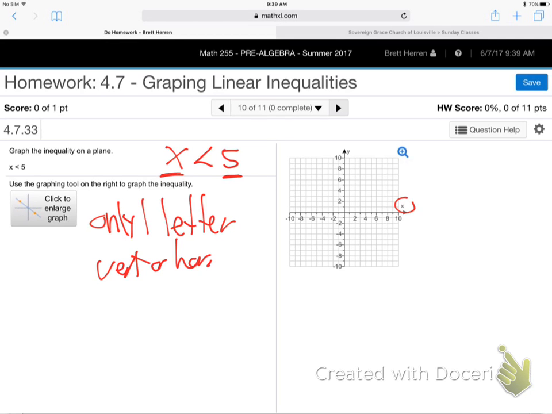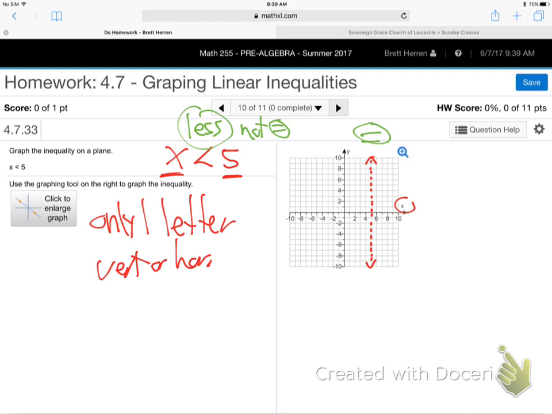Is it going to be a solid line or a dotted line? Dotted. At 5. Right? It's less, not equals. So that's why we have the dotted line, because this is the equals stuff. The line is always the equals, and we don't want the line on this one. Everybody good first off with the line, right there at 5, going through the x-axis at 5?